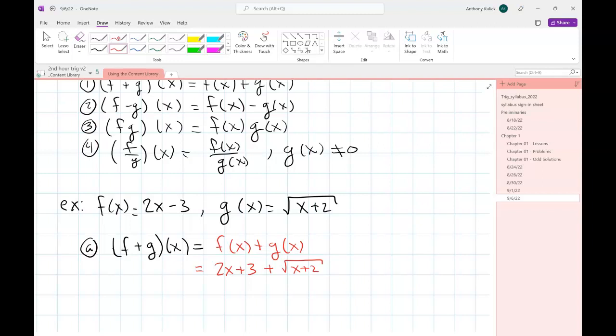There's no like terms here. You can't add things under the square root with things not under the square root. And you can't add x's and constants. So this is just as good as it can go. That's all you can do.